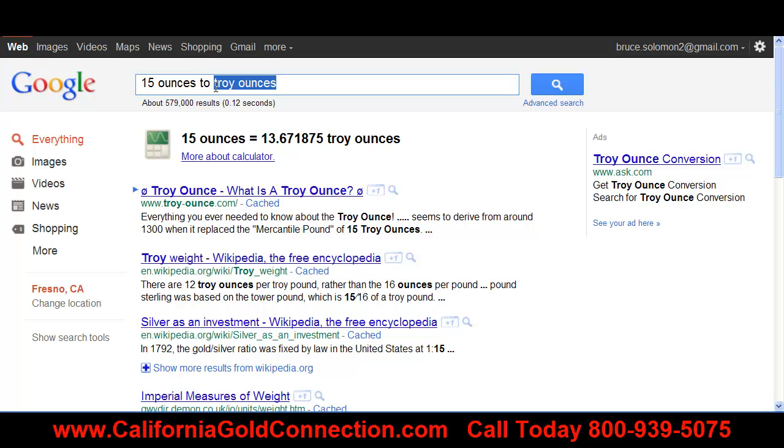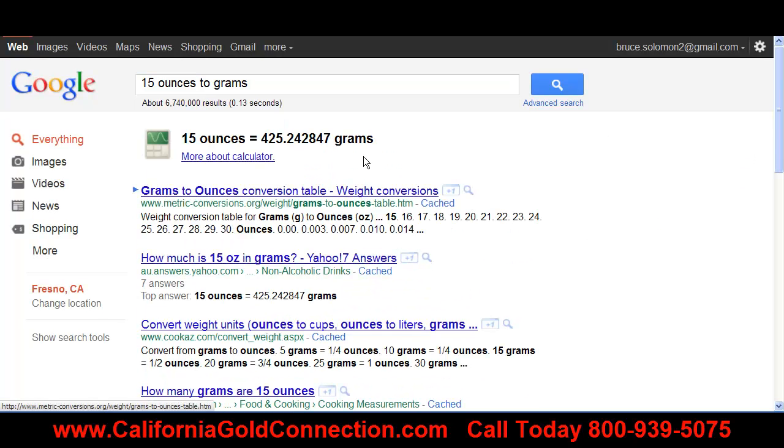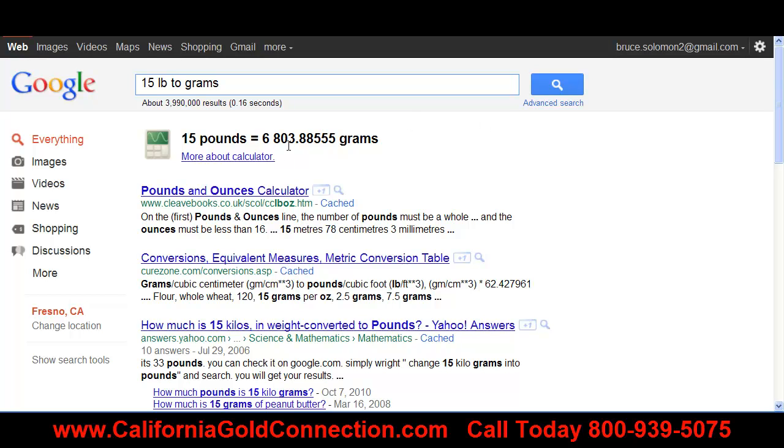Or let's do it to grams. This is what a lot of people are trying to do. They've got a letter scale, or they've got heavy stuff like silver, a bunch of it, and they're weighing it on a bathroom scale. So let's do 15 ounces to grams. 15 ounces is 425 grams. This is a handy conversion, and what a lot of you are going to be doing. Let's do pounds. So 15 pounds equals 6,800 grams.